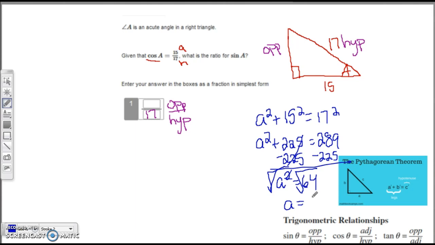And so I would get the positive or negative 8, but it has to be positive because we're dealing with the side length. And so I know that my sine is going to be the opposite, which is 8, over the hypotenuse, which is 17. And you always want to check to make sure that it doesn't reduce, but I can't reduce 17 by anything, so that should be it.